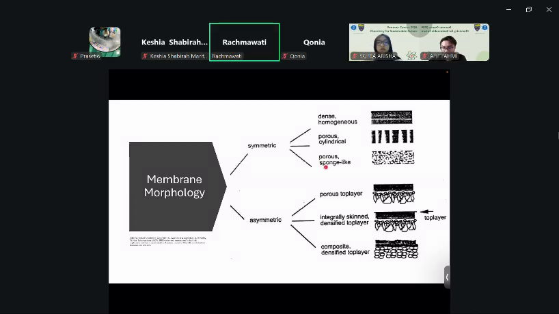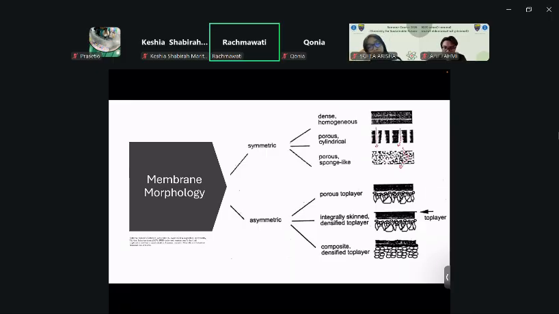And there is also porous or sponge-like. So let's say this is porous. I would imagine if there is a permeate going, it's something like this, going through this one, that one, and for example this one coming, this one or this one. This is what we call symmetric.